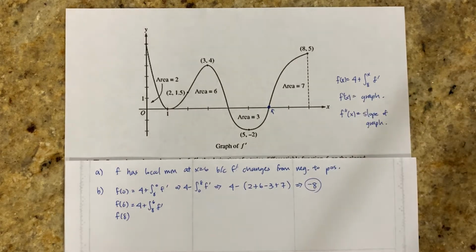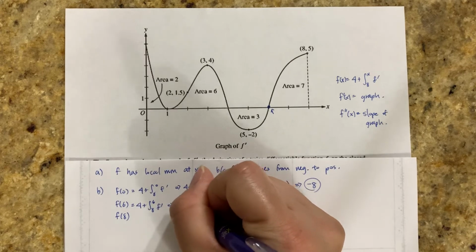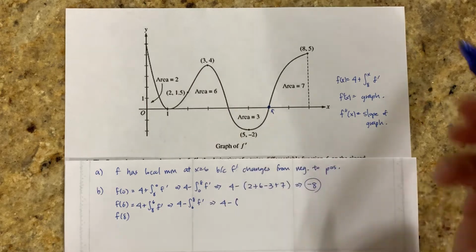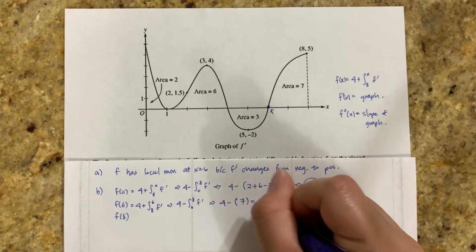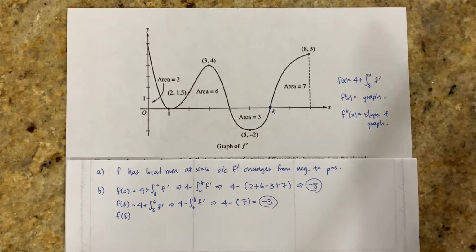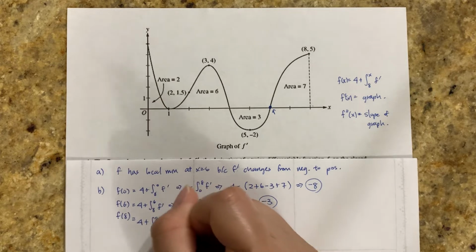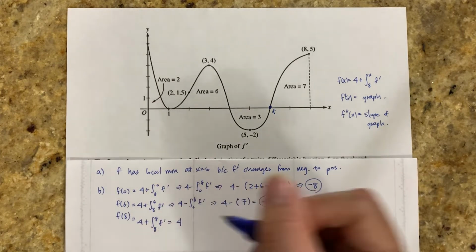Next, this is 4 plus integral from 8 to 6 of f prime, following the formula. Again, it's backwards, so we can't do that. So 4 minus integral from 6 to 8 of f prime. 4 minus, so from 6 to 8, I have 7 here, which is awesome. This is negative 3, so that's my answer at 6. Last but not least, 4 plus integral from 8 to 8 of f prime. Well, 8 to 8 has no interval. There's no area there. Therefore, it equals 4.